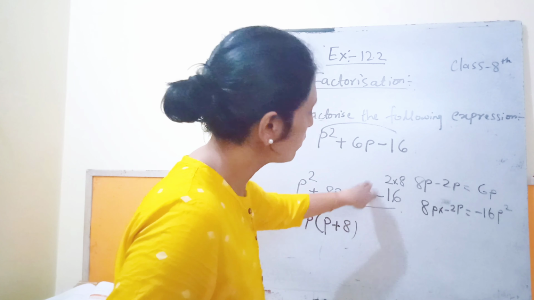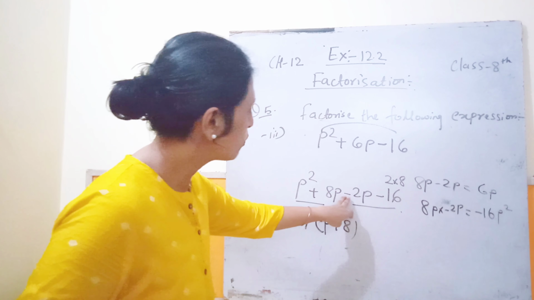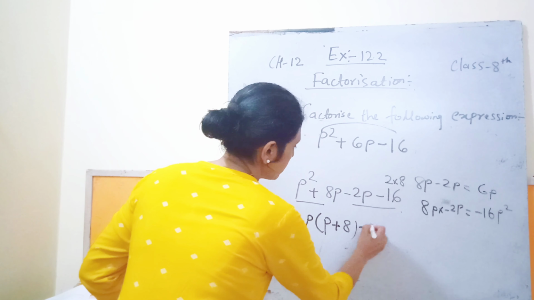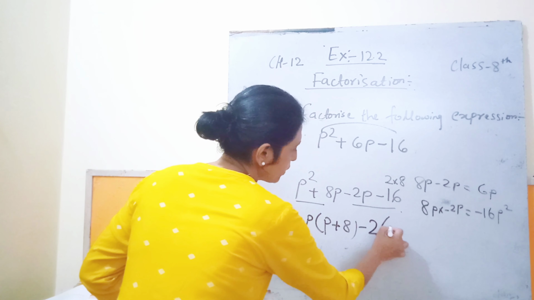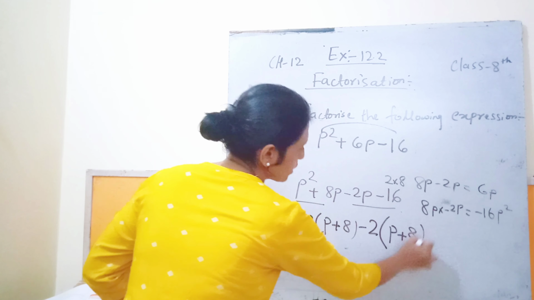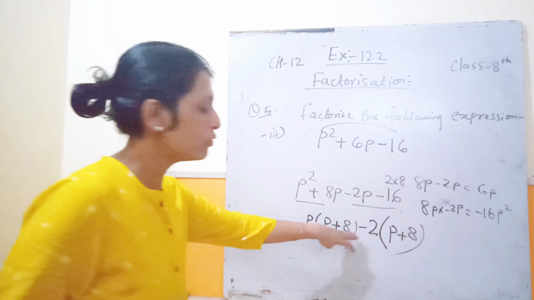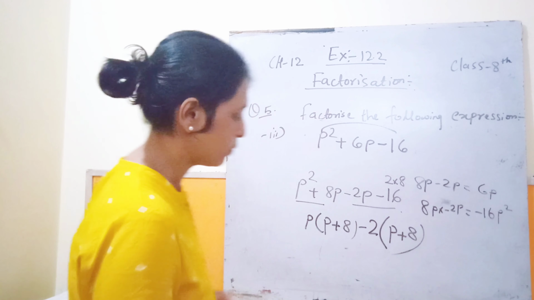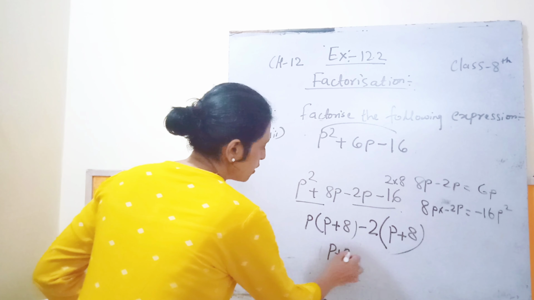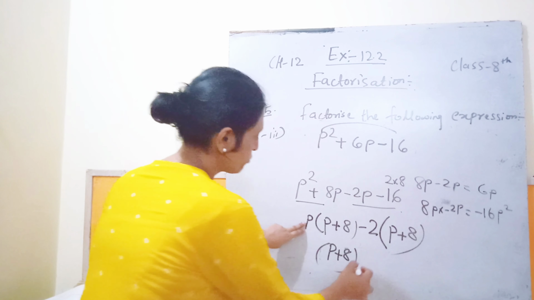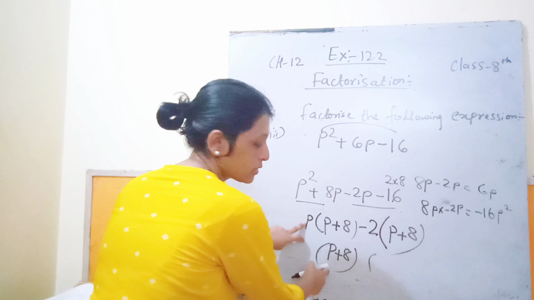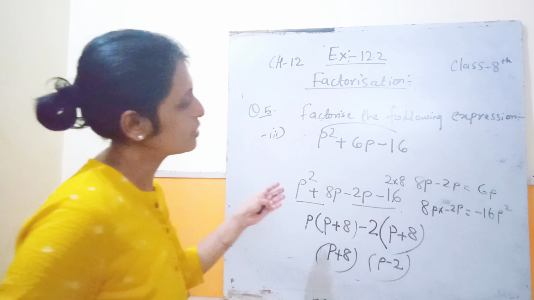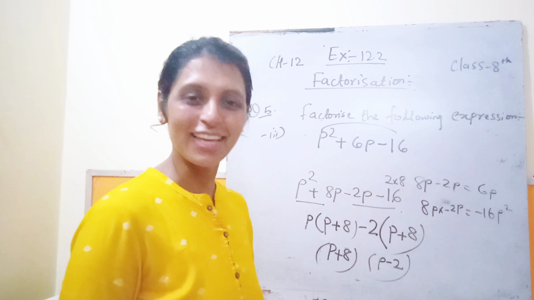So here also we are having 2 and here also 2. And see, both are negative. So we can take minus 2 as common, and then we are left with p plus 8. Whatever factor we are getting here, we should get in the second pair also. So we got p plus 8, p plus 8 common. So we will take p plus 8 as common, and we are left with p minus 2. So this is the way to factorize this expression.